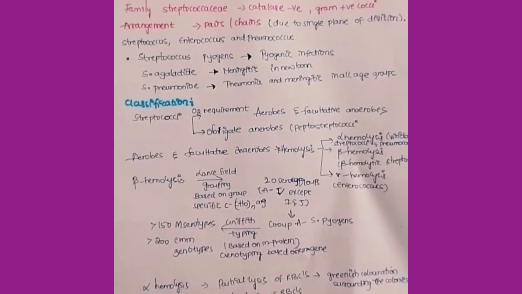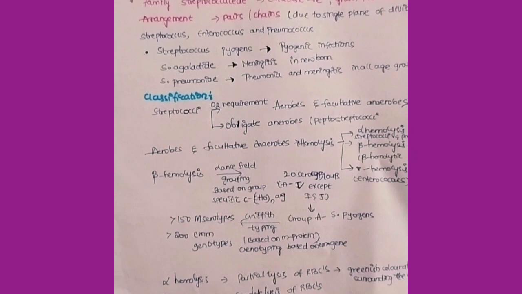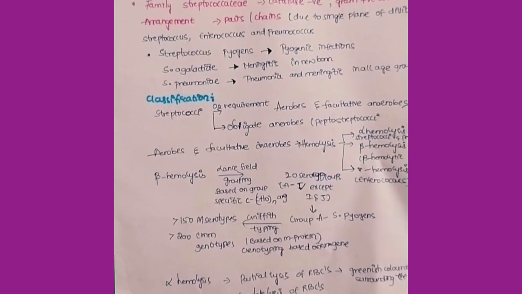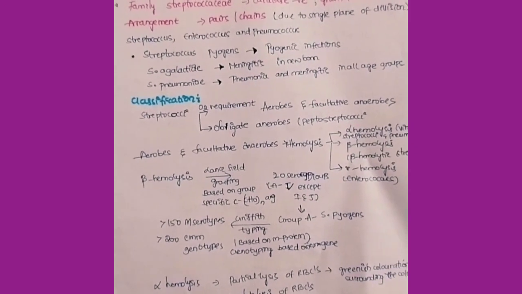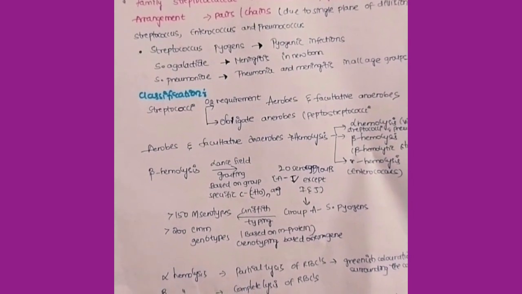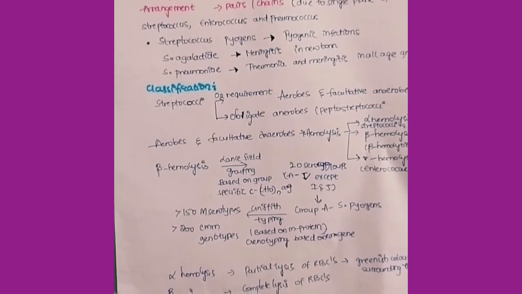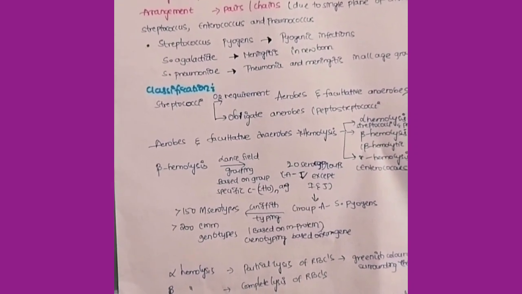Yes, today we are going to discuss beta hemolytic streptococcal infections. This belongs to the family Streptococcaceae. These are catalase negative, gram positive cocci, arranged in pairs or chains due to a single plane of division. This family includes streptococcus, enterococcus, and pneumococcus.